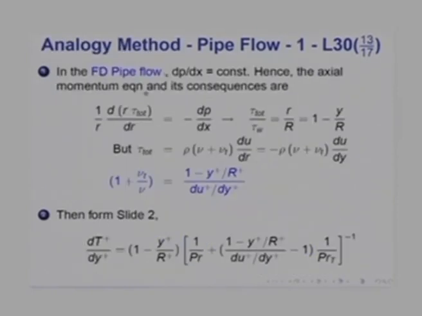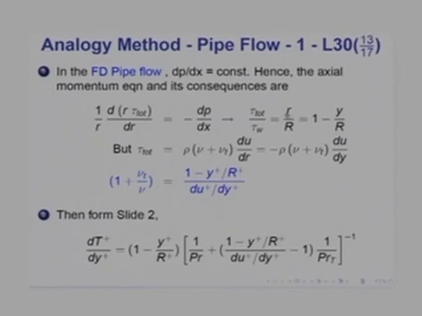We can also apply the analogy method for pipe flow. So, for fully developed pipe flow, for example, dP dx is equal to a constant. Hence, the axial momentum equation and its consequences are that 1 over r d by dr of (r tau tot) would be equal to minus dP by dx, and integration would give tau tot by tau wall equal to r by R, meaning the total stress divided by the wall stress is a linear function of r by R, and this we had shown from the experimental data in an earlier slide.